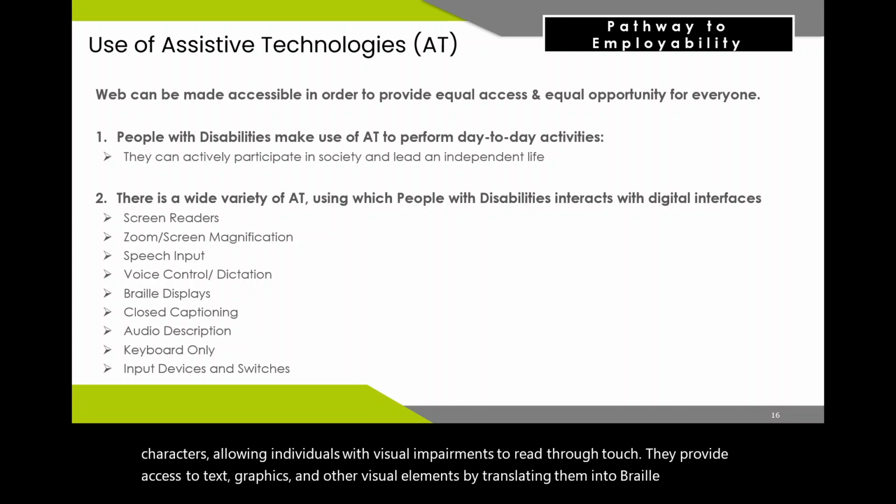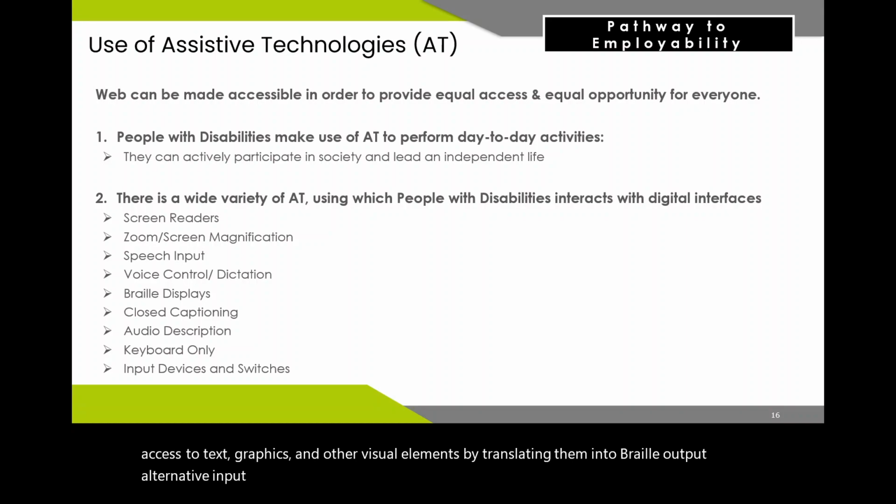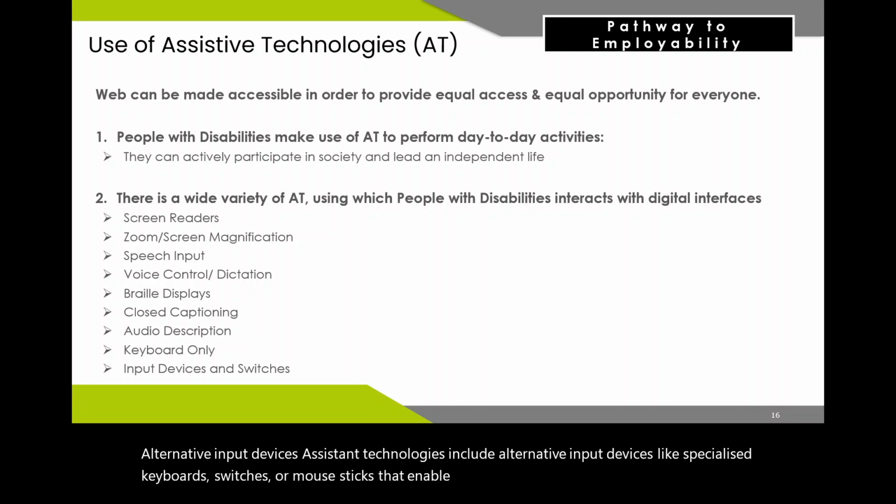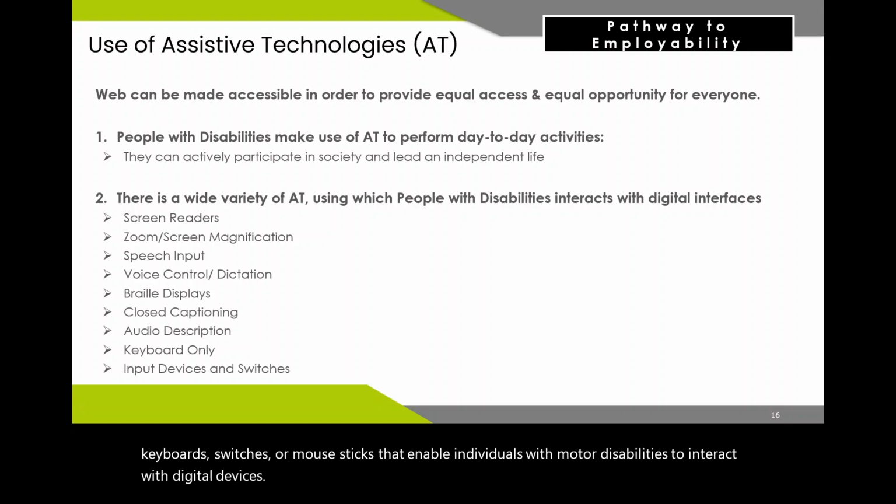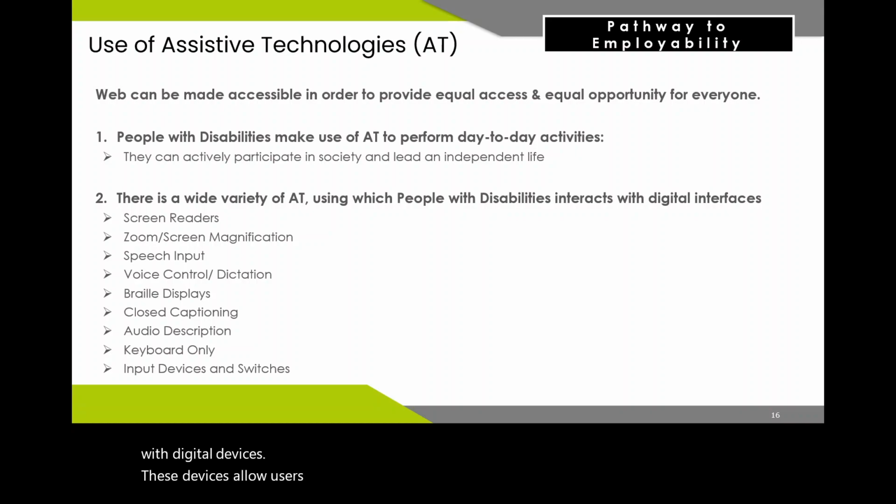Alternative input devices. Assistive technologies include alternative input devices like specialized keyboards, switches, or mouth sticks that enable individuals with motor disabilities to interact with digital devices. These devices allow users to input commands, navigate interfaces, and perform actions using their preferred method of control.